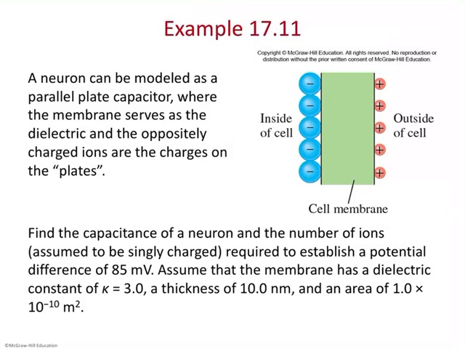All right, so example 17.11. Here we have a neuron that can be modeled as a parallel plate capacitor. You biologists should appreciate this somewhat because it's talking about cell membranes. You can see negative charges inside the cell and positive charges outside the cell. It says to find the capacitance of a neuron and the number of ions required to establish a potential difference of 85 millivolts. Assume that the membrane has a dielectric constant of 3, a thickness of 10 nanometers, and an area of 1 times 10 to the negative 10th meters squared. So lots of information going on here.